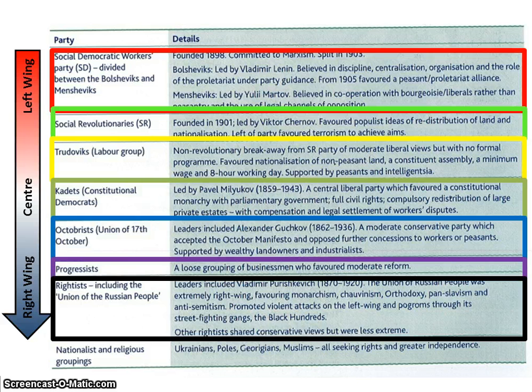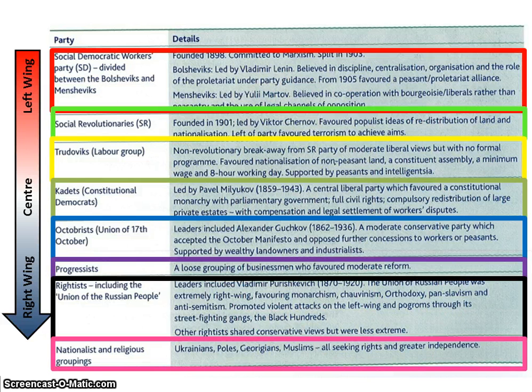Favoured monarchism, chauvinism, orthodoxy, pan-Slavism, and anti-Semitism. Promoted violent attacks on the left wing and pogroms through its street fighting gangs, the Black Hundreds. So they're a pretty nasty bunch. And then we have obviously the national groups at the bottom there.